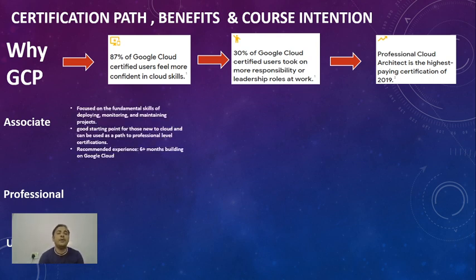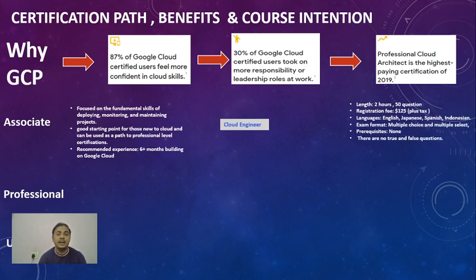This entire course will give you a good overview of Google Cloud Platform and the certificates. However, the intention is to clear the Google Cloud Associate certification. So you can see that if you have the basics of the cloud and 6 months of experience, it is good for you. The certificate they offer at the associate level is only one, which is called Cloud Engineer. The length is 2 hours, and normally they have 50 questions. Registration fee is 125 USD, they have different language options, and there are multiple select and multiple choice questions. There are no true and false questions.